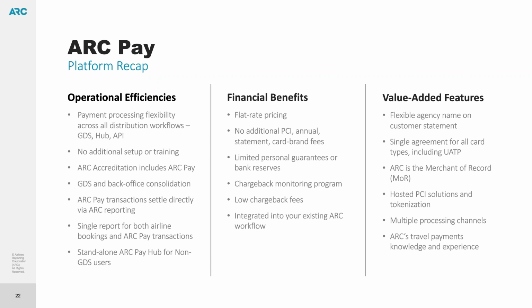We do have this single agreement that covers all major cards: Visa, MasterCard, American Express, Discover, JCB, and the UATP card. ARC is the merchant of record on all these transactions and not your agency. So many agencies find that to be a benefit. They want ARC to be the merchant rather than have that risk on their own agency. We have hosted PCI solutions and tokenization.